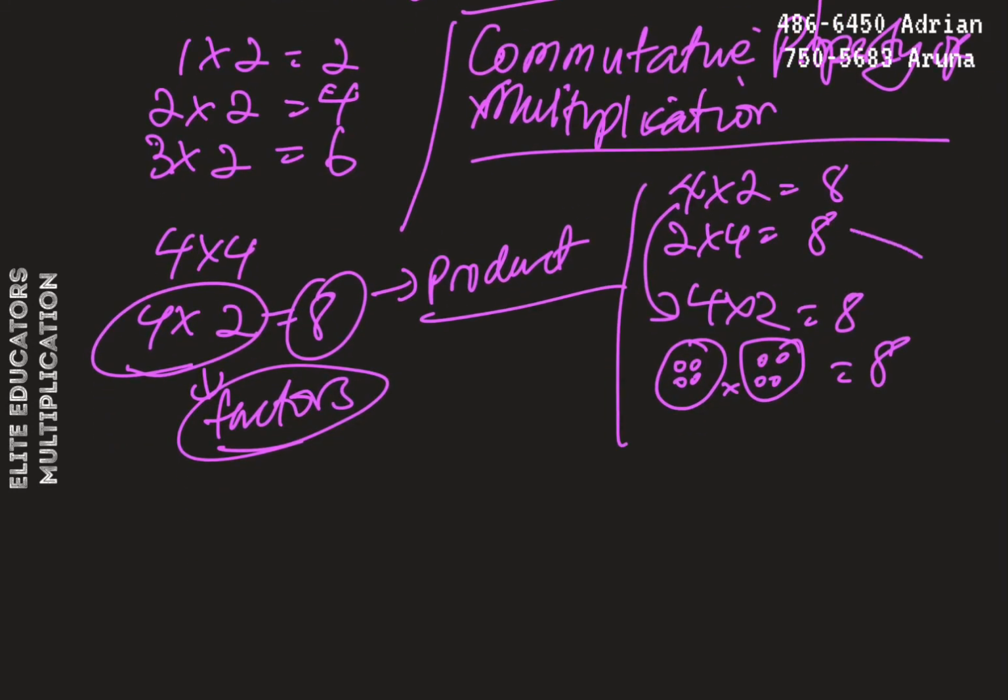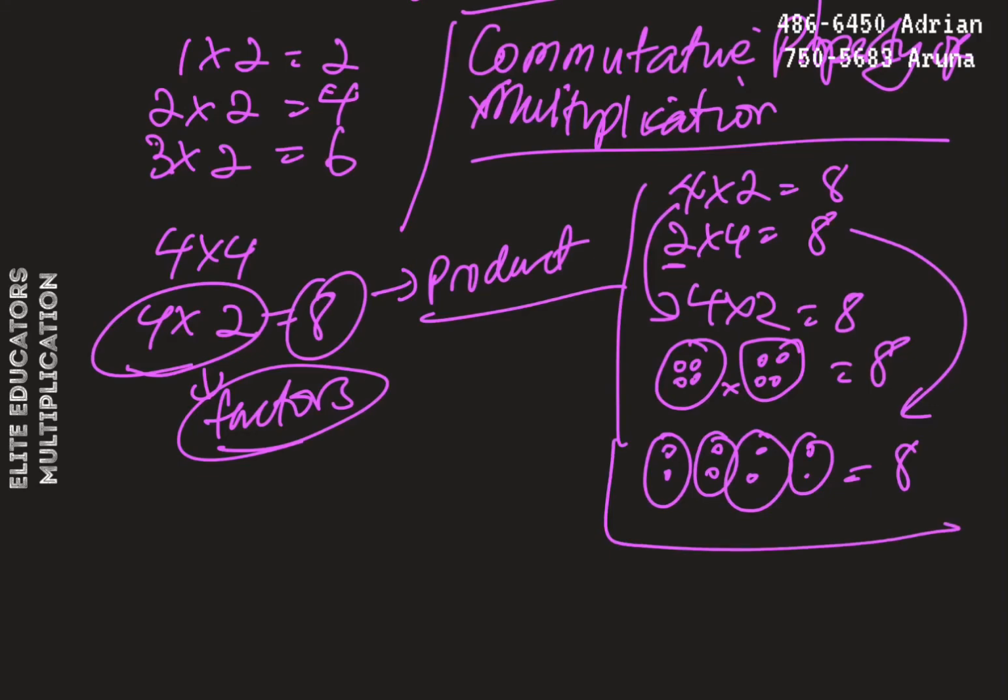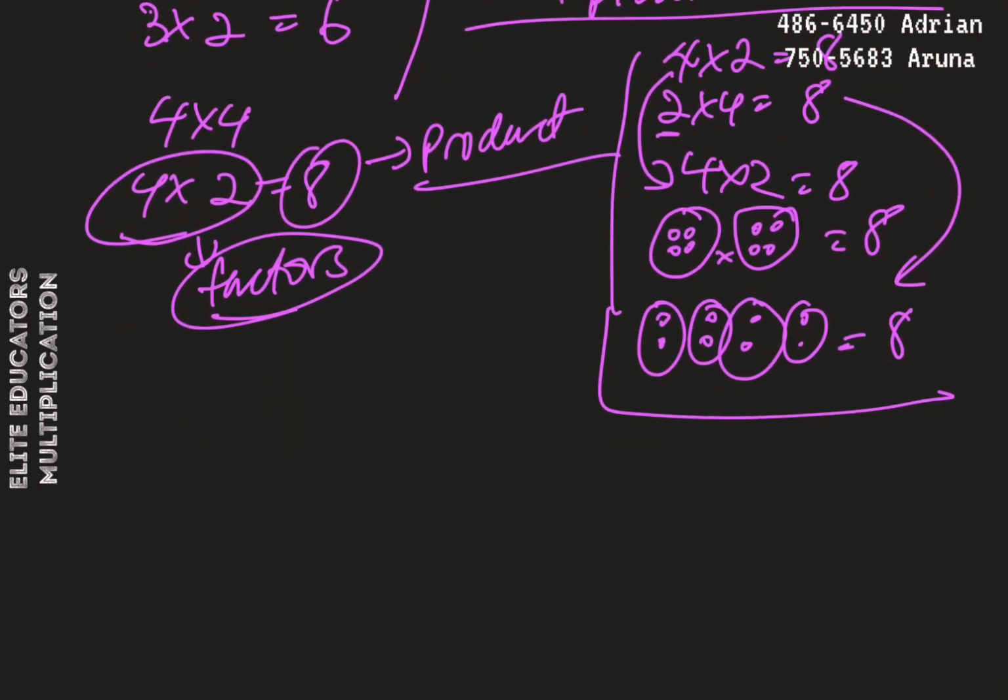However, let's use this other example. Let's say we have a bag with 2 marbles in it. So we have 1, 2, boom, we have a next bag, boom, we have a next bag, boom, we have a next bag, and 4 multiplied by 2 will give us 8. And that is known as the commutative property of multiplication.